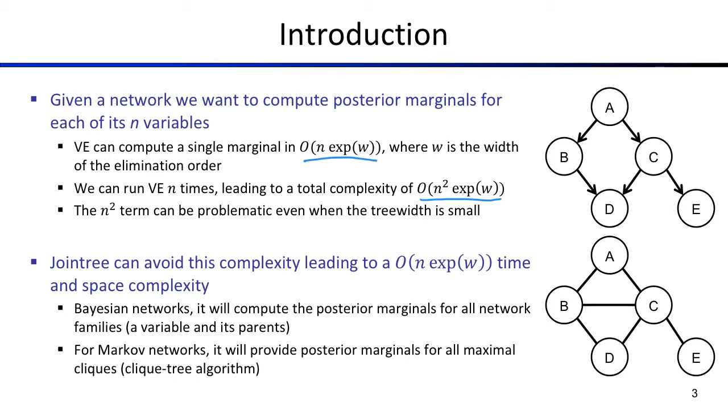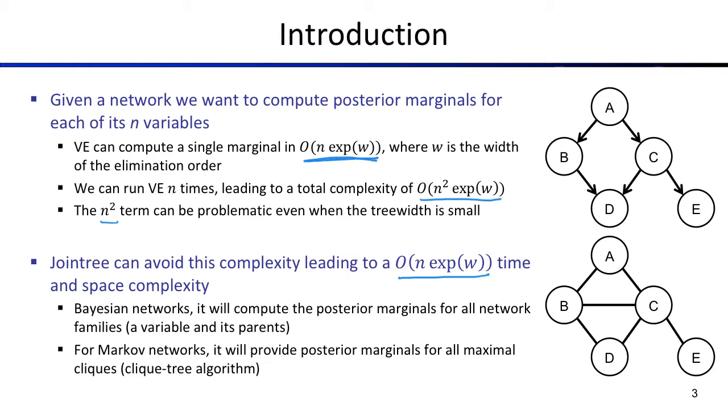One problem here is this n squared term, and it can make the inference quite slow even for situations in which the treewidth of the network is small. So we would like to eliminate this n squared term and make inference more efficient. One possibility is to use the Jointree algorithm. The Jointree algorithm will answer those posterior marginals for each of the n variables with a complexity that is also n times exponential over w. So this is the same as just one run of the variable elimination algorithm.